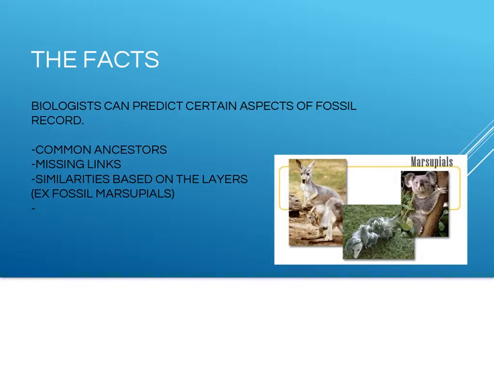For example, marsupial fossils are mainly found in Australia, where most modern marsupials today live. The modern marsupials share many traits with their fossilized ancestors. This is exactly what we would expect and predict from the fossil record.